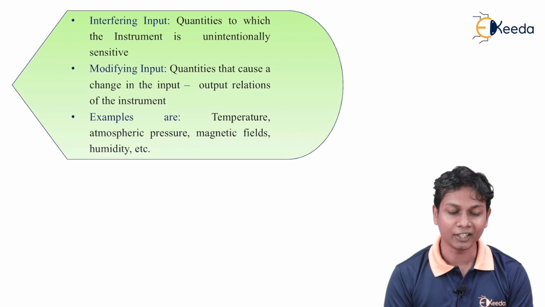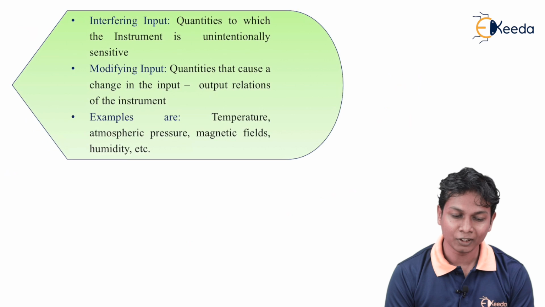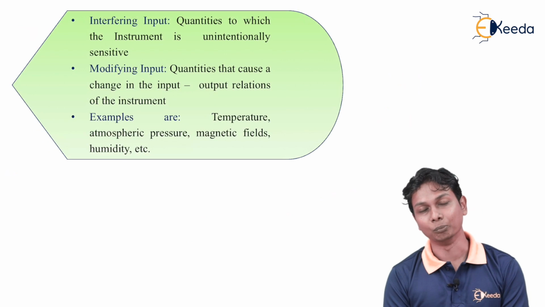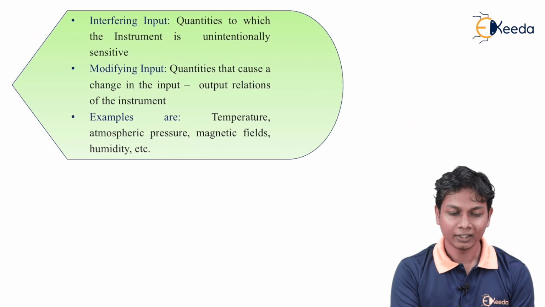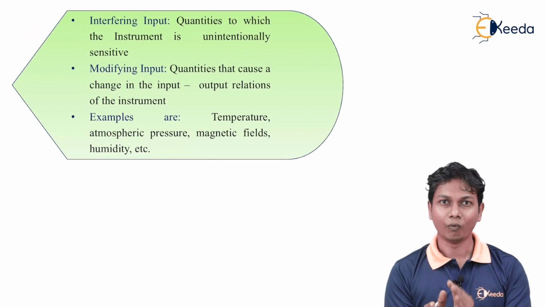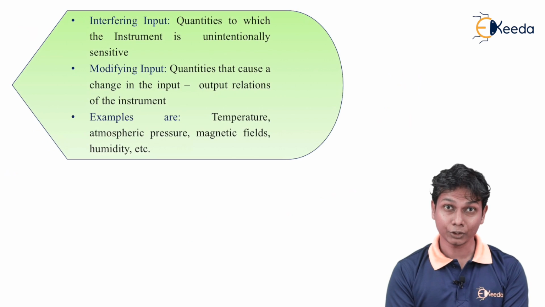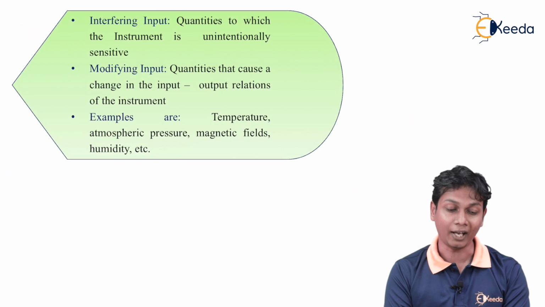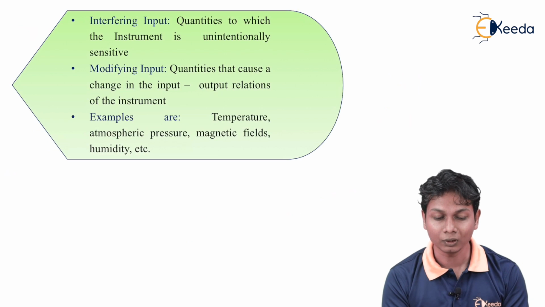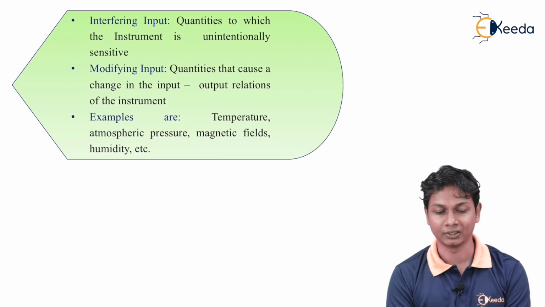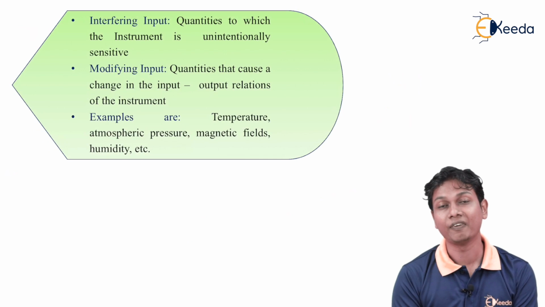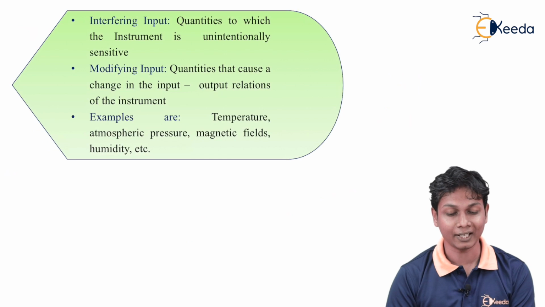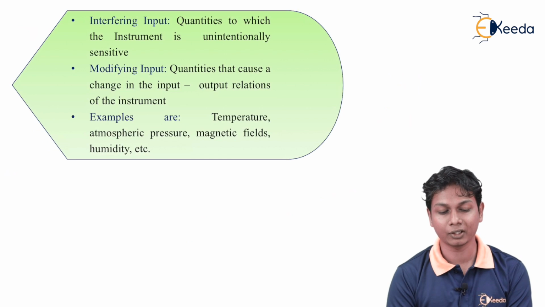Now the modifying input. What is the modifying input and what is the interfering input? The interfering input is unintentional sensitivity. Means what? Whatever changes happen should be unit-wise, and the modifying input depends upon the input and output relations. Hence it causes changes in the modifying input. Our third part is an example where temperature, atmospheric pressure and the magnetic field are involved.